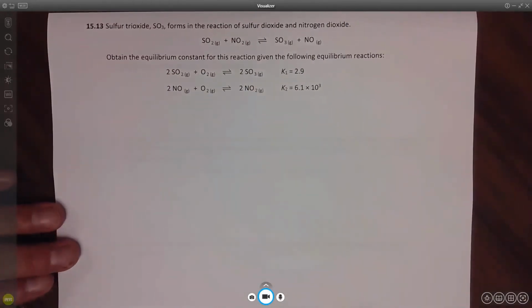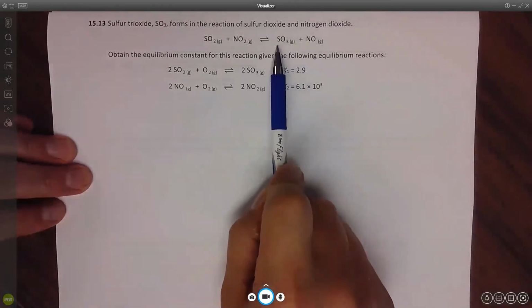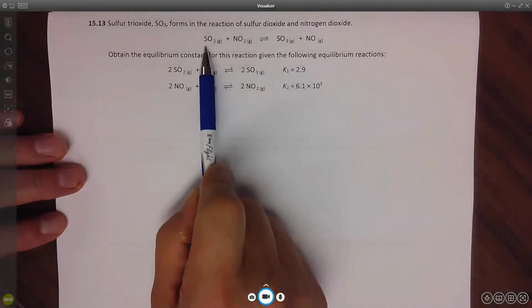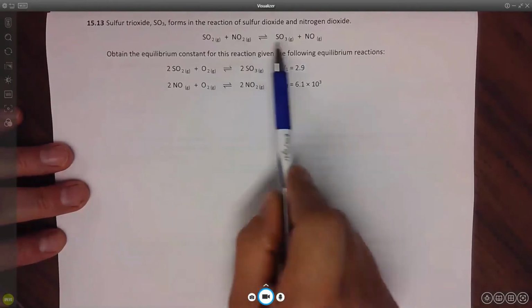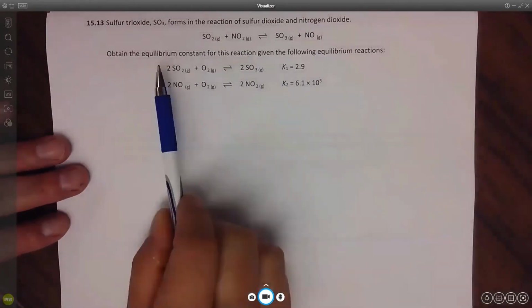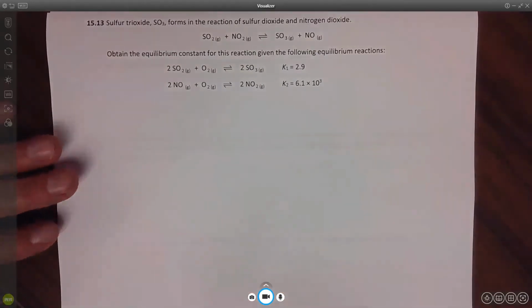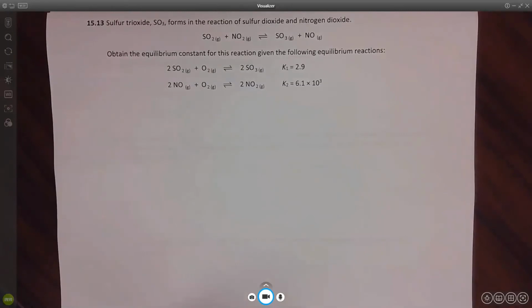Okay, let's try another. This says that sulfur trioxide forms from the reaction of sulfur dioxide and nitrogen dioxide, and then a byproduct is nitric oxide in this reaction. It wants us to obtain the equilibrium constant for this reaction given these other reactions here. So, Caitlin, how am I going to go about solving this? Is there an equation, a concept, some idea that I'm going to use?